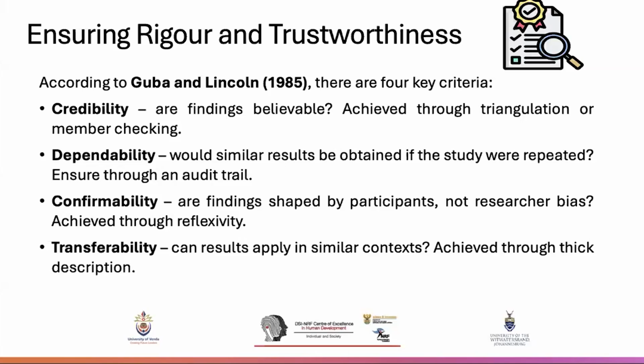And then the third criterion is confirmability. The question we ask here is, are the findings shaped by participants and not researcher bias? So remember, it's very important to understand that as a researcher, your experiences, your knowledge or educational background, your age and so many other factors could contribute to your own personal views about a specific phenomenon.